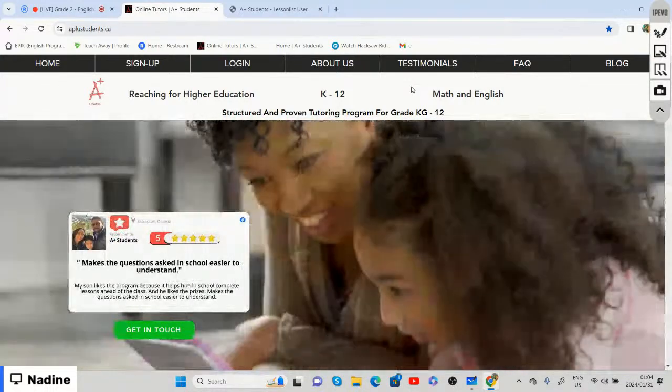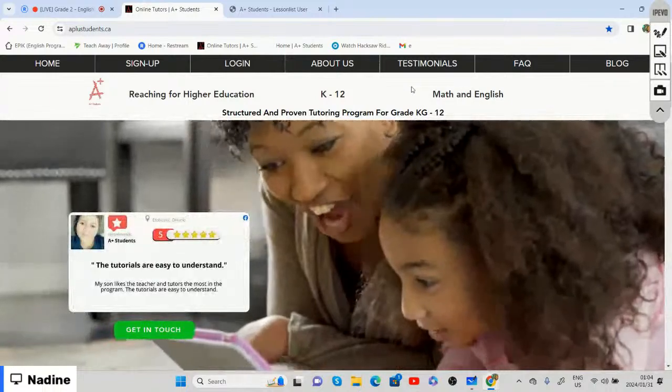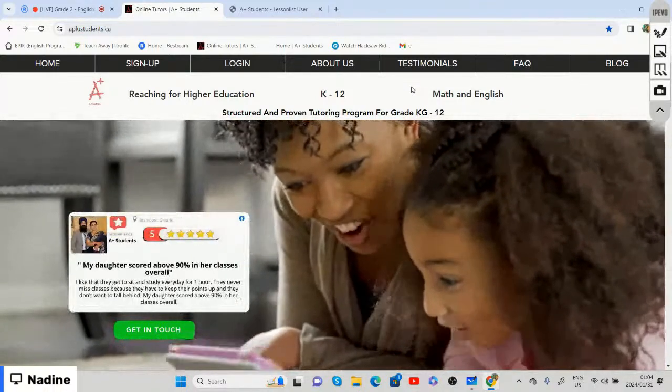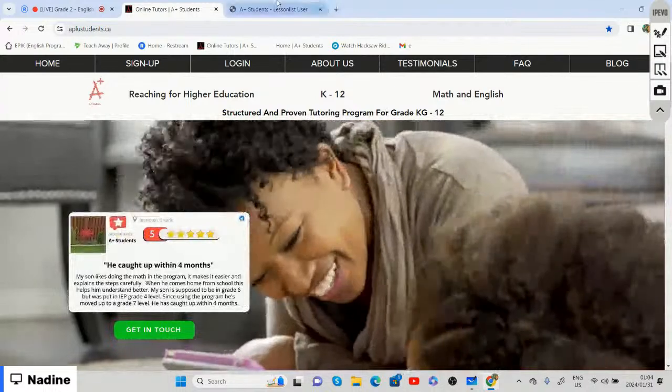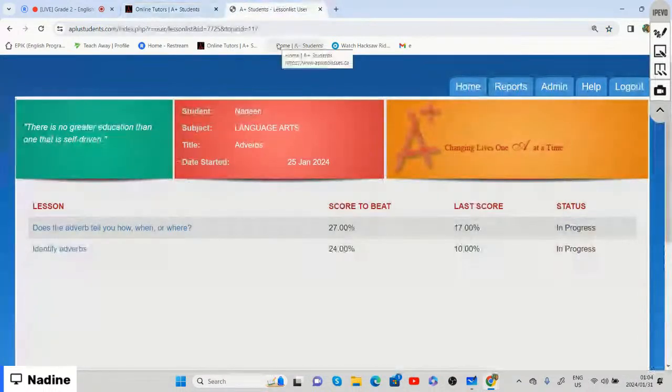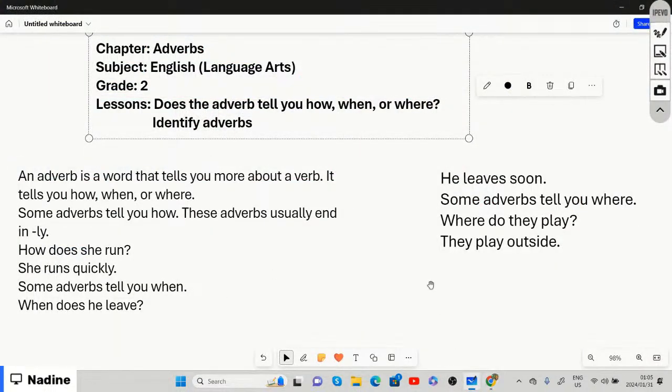Then we're going to select the subject of language arts, grade 2, and scroll down until we get to the chapter of adverbs. Our subject is English language arts, grade 2, and our chapter is adverbs. The lesson we're going to focus on is: does the adverb tell you how, when, or where?